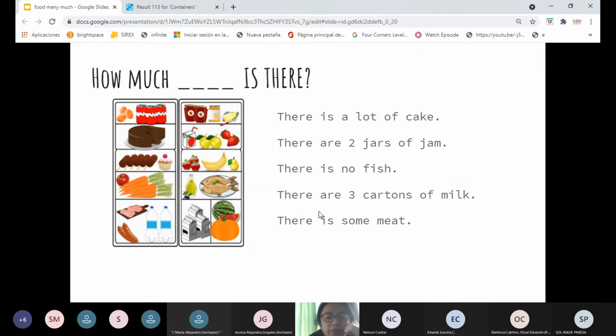And what about this one, guys? What's the question? It says there is some meat. There is some meat. What's the question? How much meat is there? Excellent. All right. Very good, Cindy. So it says there is some meat. Hay algo de carne. There is some meat. Okay.